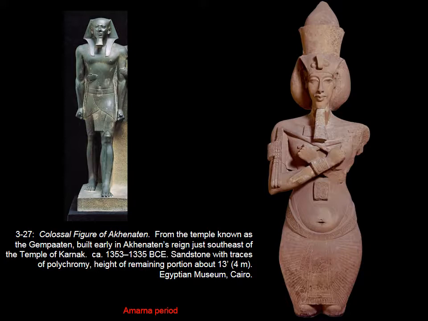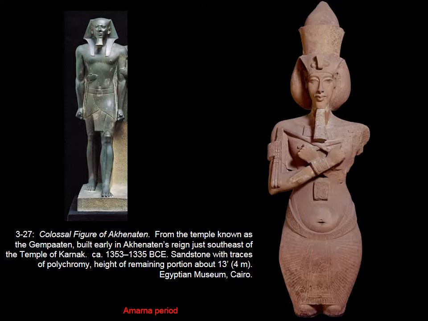Akhenaten's name was not originally Akhenaten. His name was Amenhotep IV. Pharaohs often took the name of gods as part of their own names. So one of the major gods was Amen, so he was called Amenhotep IV. But Akhenaten is what he becomes.